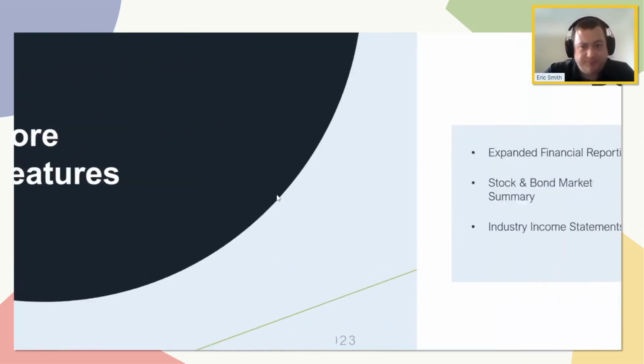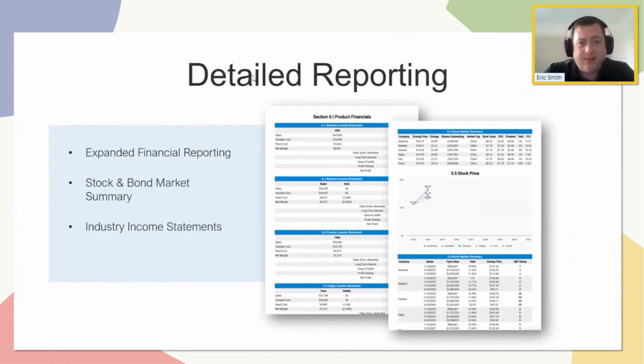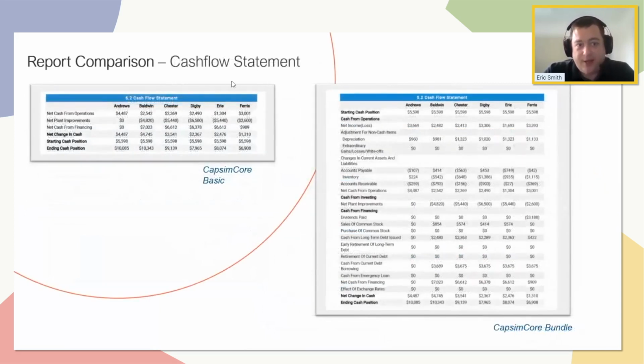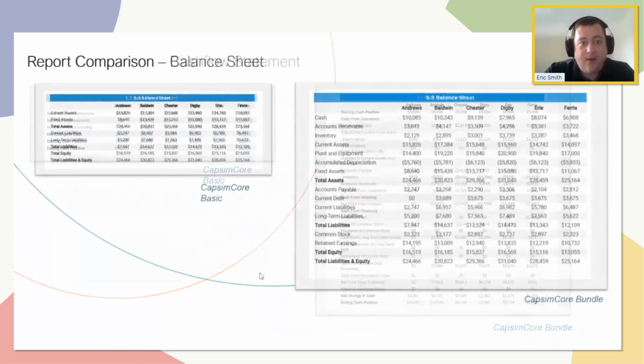So let's dive in. The first difference is in the level of detail in the reporting. Now, I'm not going to talk about every little difference in the reports, but just in general, there's a bit more information available in the core bundle version, and you'll notice more detail in the reports as well. So first example, if we look at our income statements, you'll see there's quite a bit more on this core bundle example on the right than there is in the basic version on the left. The same is true for the cash flow statement and the balance sheet.